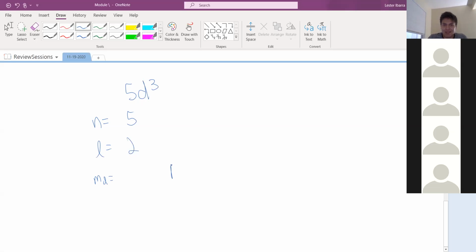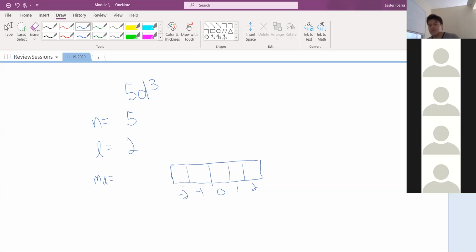So in this case, how many boxes would I draw? 5. So I draw 5 boxes: -2, -1, 0, 1, 2. So the middle box always has a value of 0. As I go to the right, it's positive, so 1 and 2. And as I go to the left, it's negative: -1, -2.